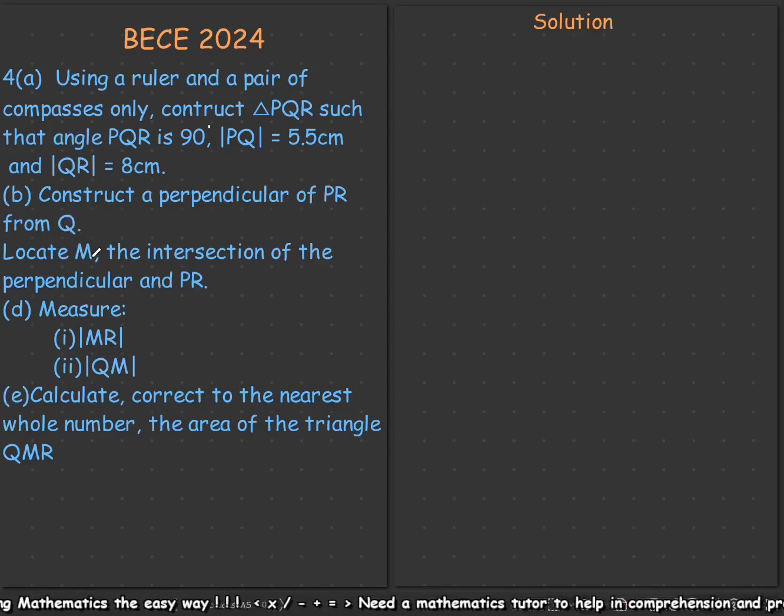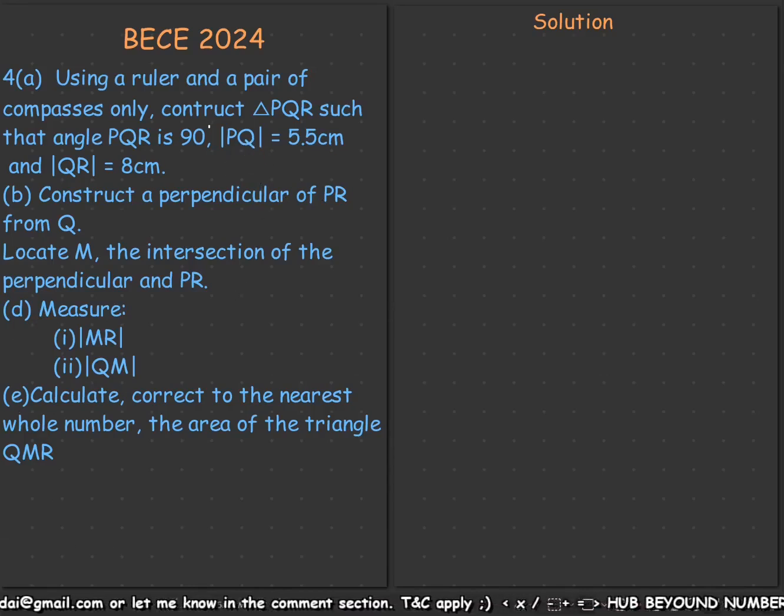We now locate M, which is the intersection of the perpendicular and PR. Then we measure MR and then measure QM, and then we do this calculation over here. So let's quickly go into it. Now, the first thing we can construct here is a line QR.